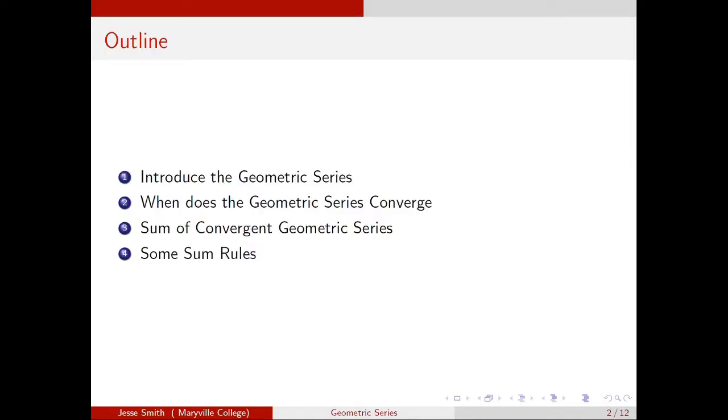In this section I'm going to introduce what the geometric series is. We're going to try to figure out when the geometric series converges, and in the process of answering that question we'll actually figure out the sum of a convergent geometric series. So we'll see what that formula is, and we'll see how to apply it, and then we'll wrap up the section with a punny section, some sum rules.